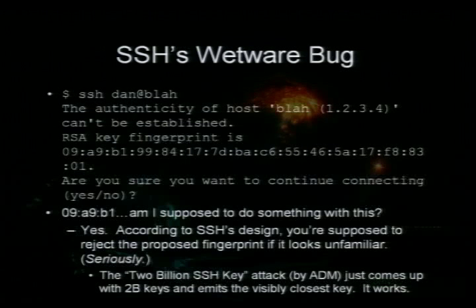Another bug with SSH. The authenticity of 1.2.3.4 can't be established. RSA key fingerprint is 09A9B1998. Am I supposed to do something with that? Oh, yeah. Crypto people will look you very solemnly in the eye and go, yes. You're supposed to recognize that key. You should see that and go, oh, yeah, that's totally blah. I see that all the time. No problem.